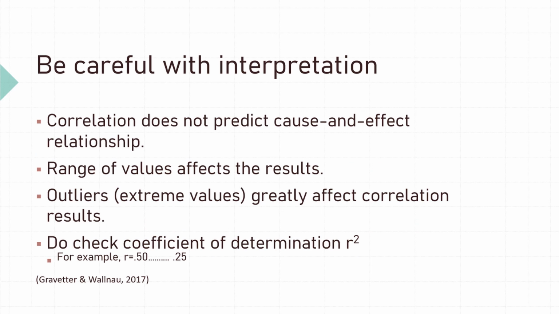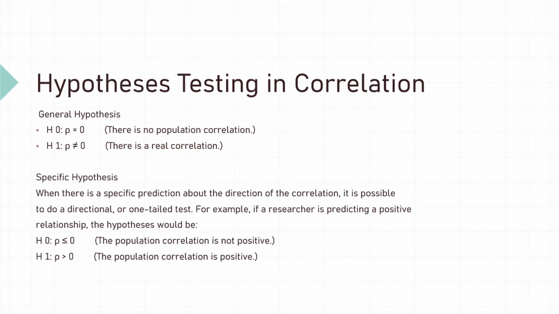Be careful with interpretation. Correlation doesn't predict a cause and effect relationship. Range of values affects the results. Outliers greatly affect correlation results. Do check the coefficient of determination to be on the safer side.